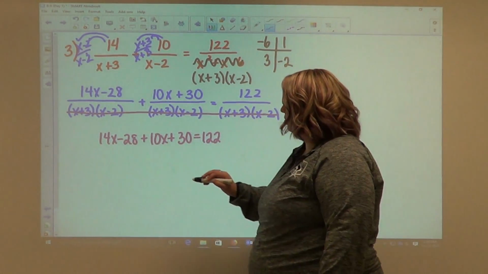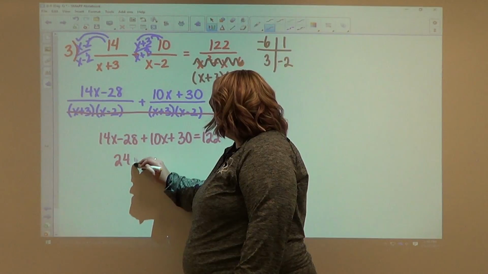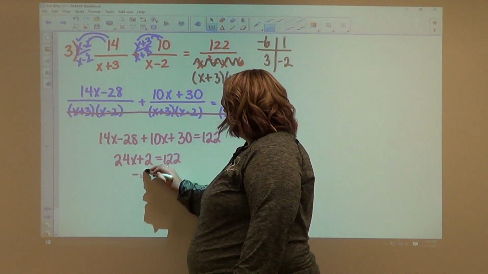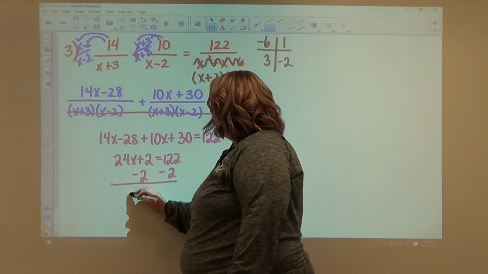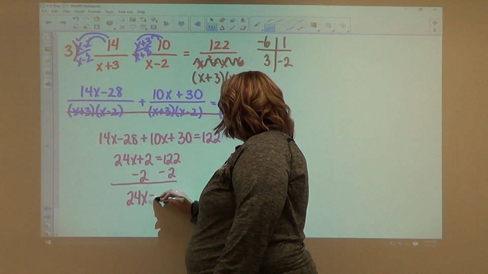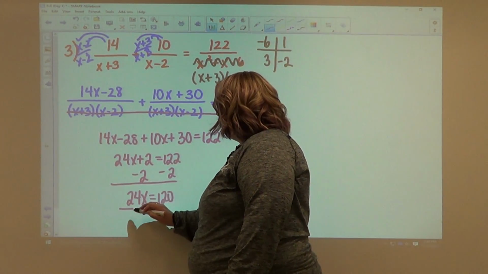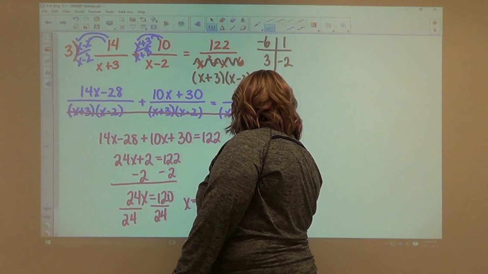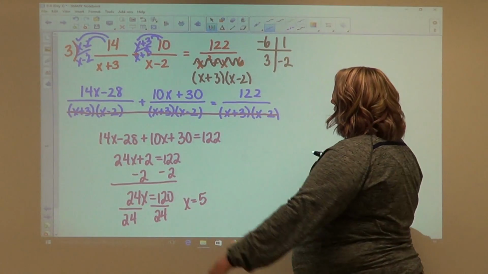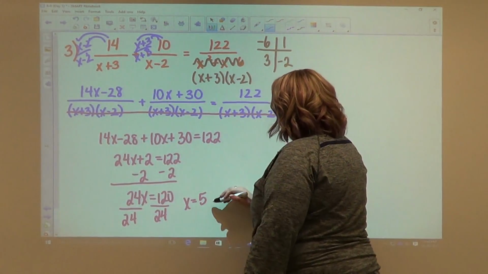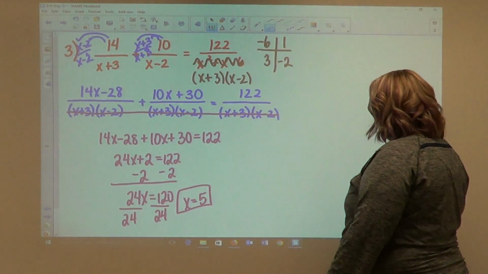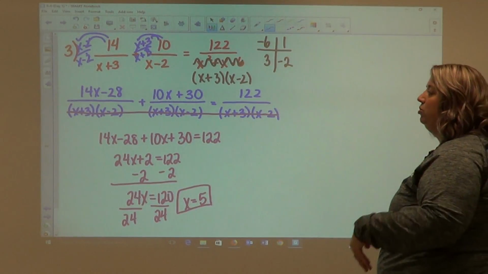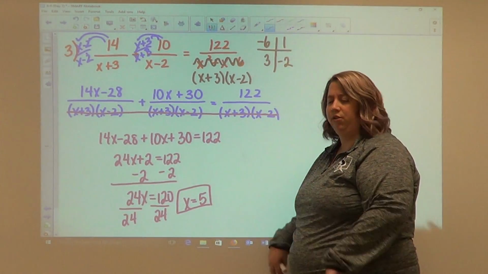So if I combine like terms, I would have 24x plus 2 is 122. Subtract 2. 24x equals 120. Divide by 24. X equals 5. Check to make sure it doesn't make any of the denominators 0. It doesn't, so you're good. Okay, if it does, then your answer would be no solution, unless you had two answers, then you could go with the other answer.